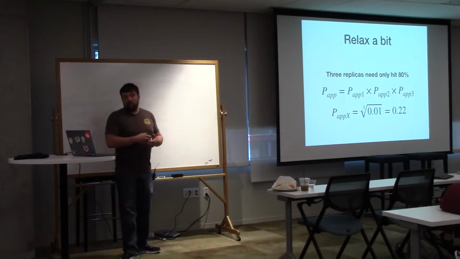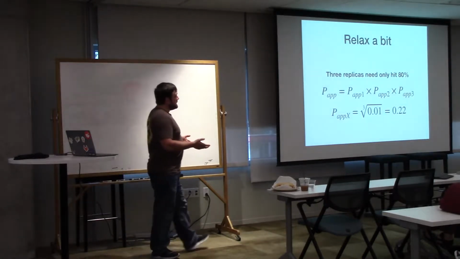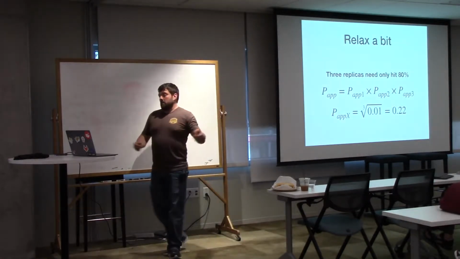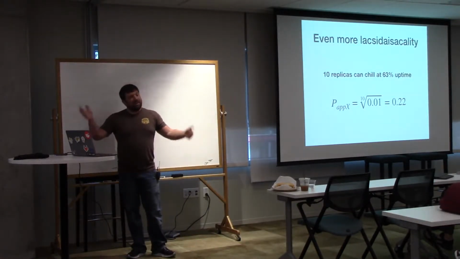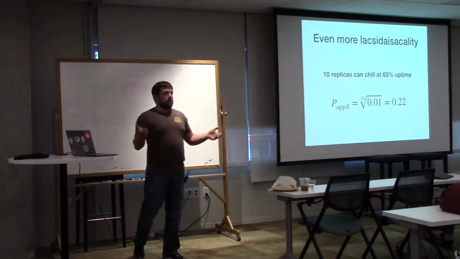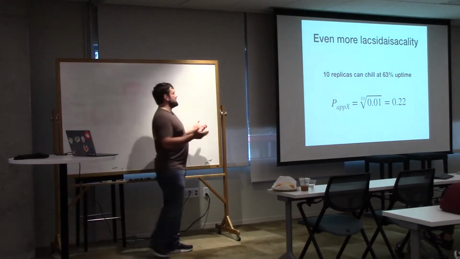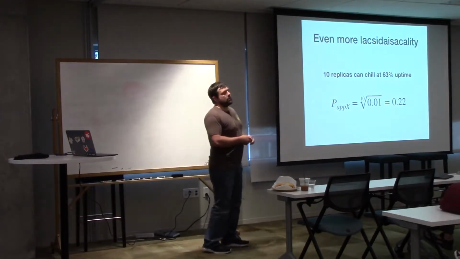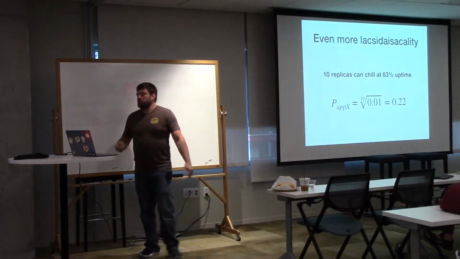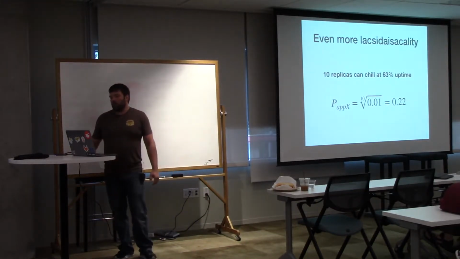I can relax a bit more, add 3, and now I don't even have to be 80% up. If I wanted to go to 10, I can just relax, take it easy. These apps could only be up 63% of the time, and they'd be just fine. Your service, if there's no common root cause to your apps, should be just fine. You'll be meeting that 99% availability.